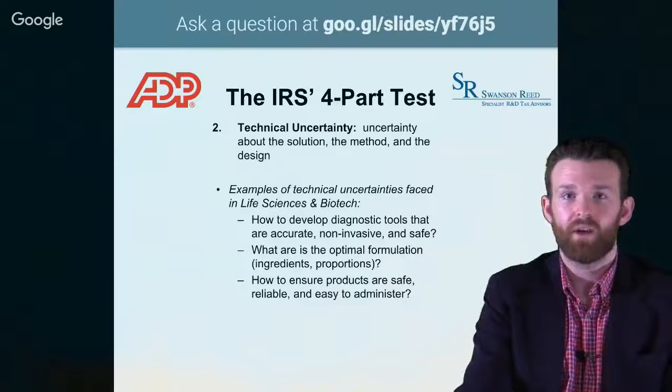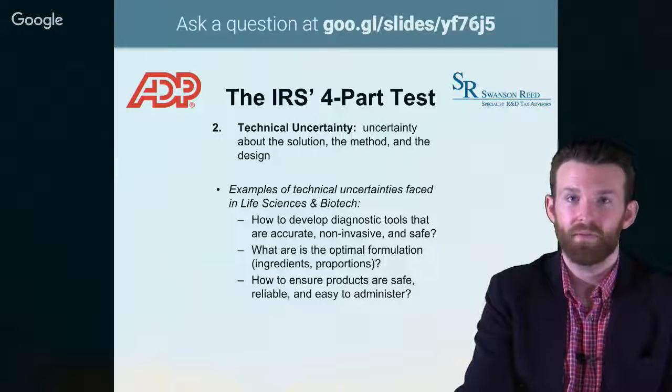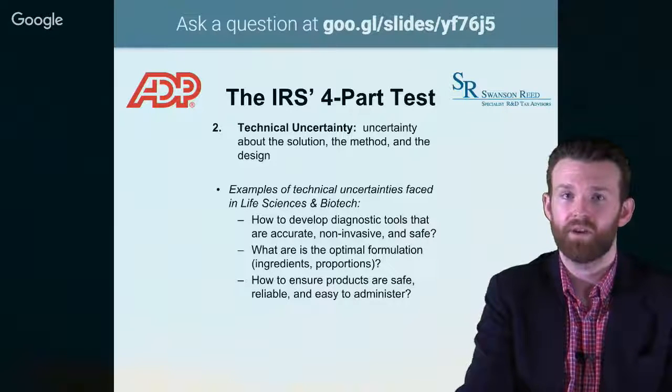So uncertainties, therefore, are about questions like, is it possible to achieve? Is it feasible? How or what is the best way to achieve it? What is the optimal design? Technical uncertainties will vary from project to project, but I'll try to give some examples to give you an idea of common challenges to the life science and biotech industries.